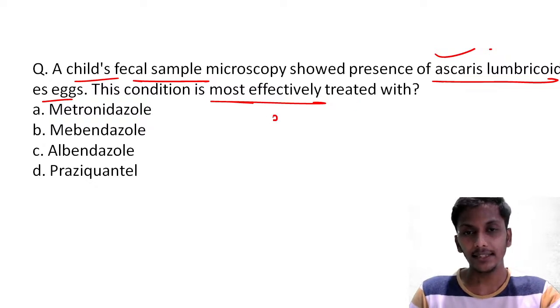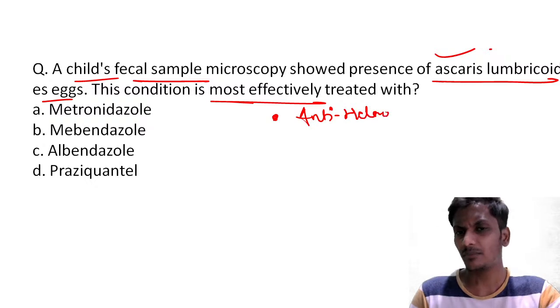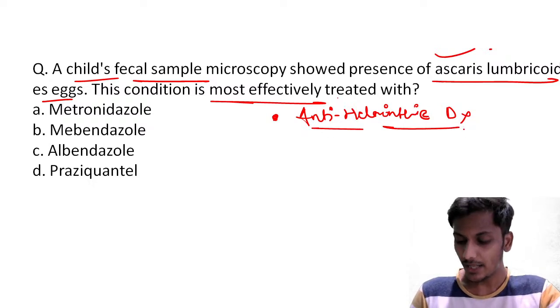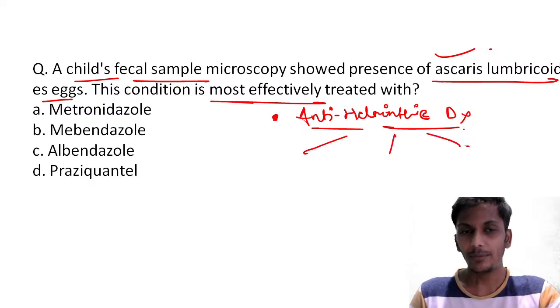So now let's see the classification. Okay, for anti-helminthic drug, just remember this anti-helminthic drug classification, and there you are. You would know most of the things. Okay. So helminths are usually divided into what? Helminths are usually divided into three categories.